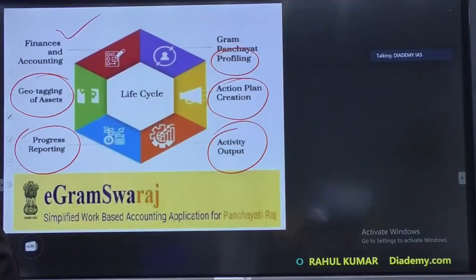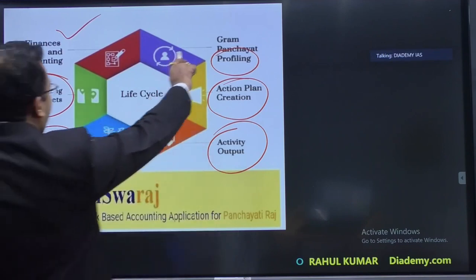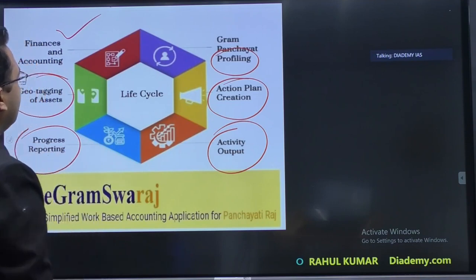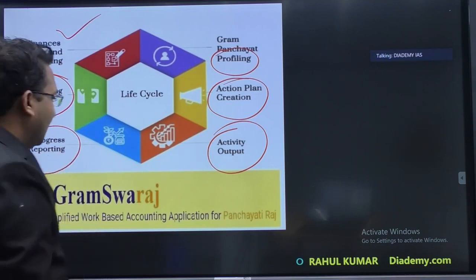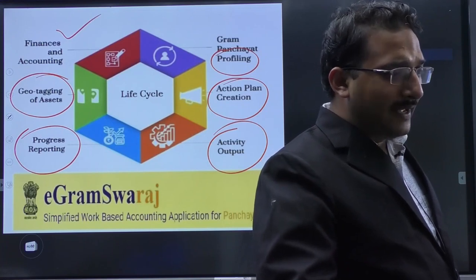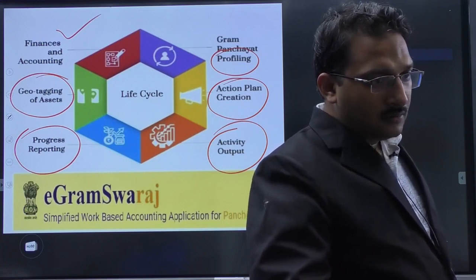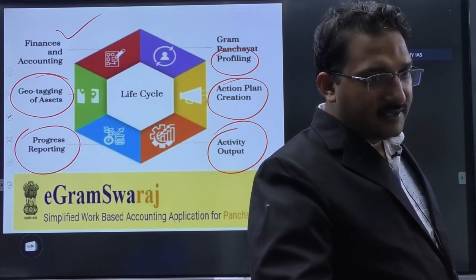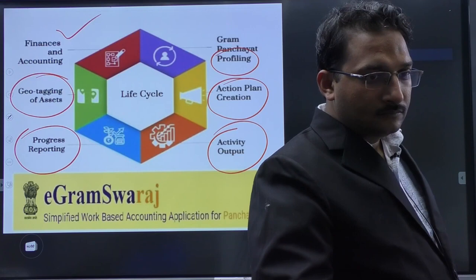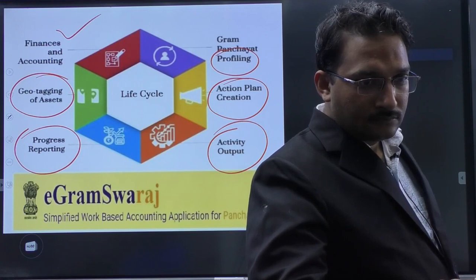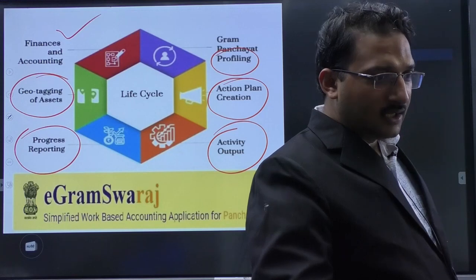Maybe you can make small boxes. Life cycles, you can use the life cycle of Gram Panchayat, right? Gram Panchayat profiling, action plan creation, activity output, progress reporting, geotagging and finance and accounting, right? Which type of diagram, which kind of geometrical figure is this? Most of these I have already shared in the mains booster batch, right? Hexagon, yes. Hexagon, very good.